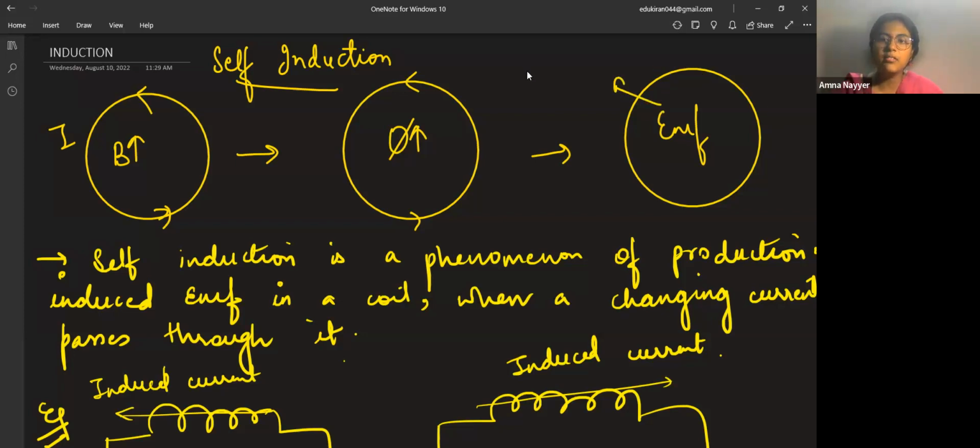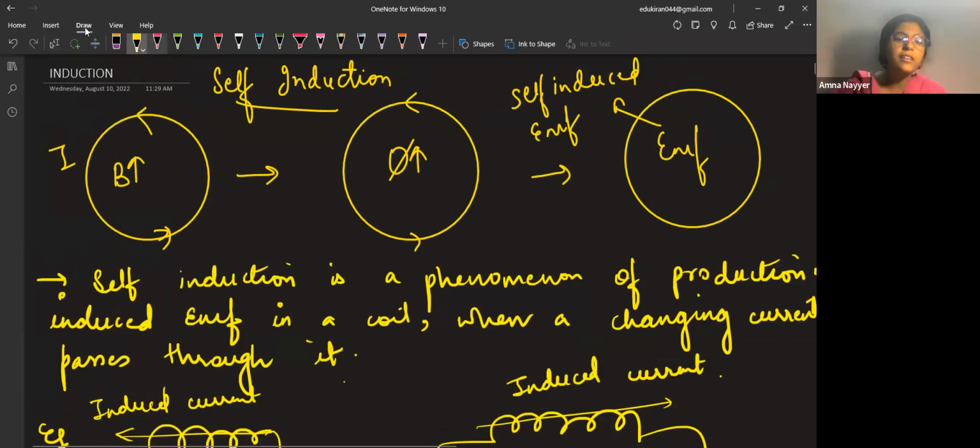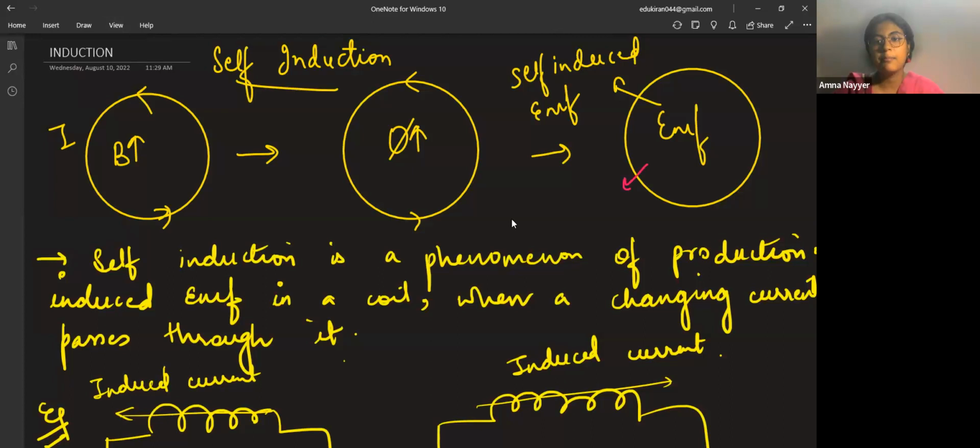This EMF that we get is the self-induced EMF. Now class, in some books you will find one more term for this: back EMF.